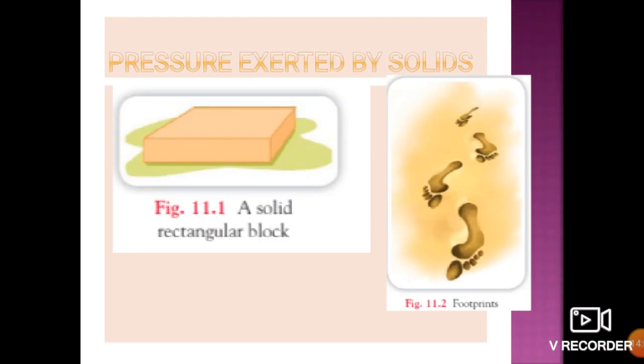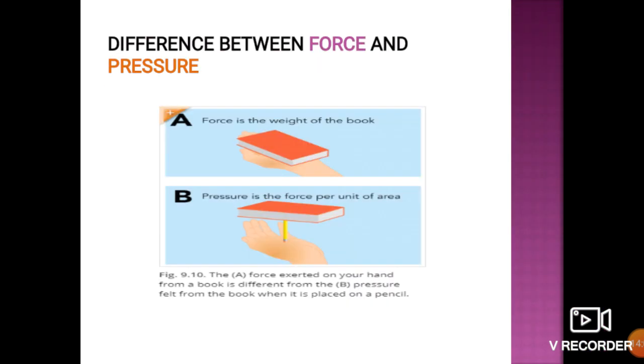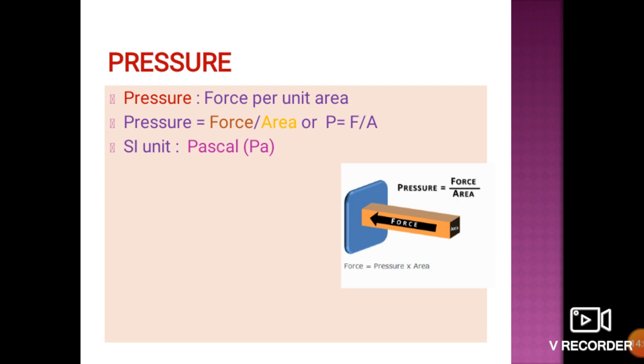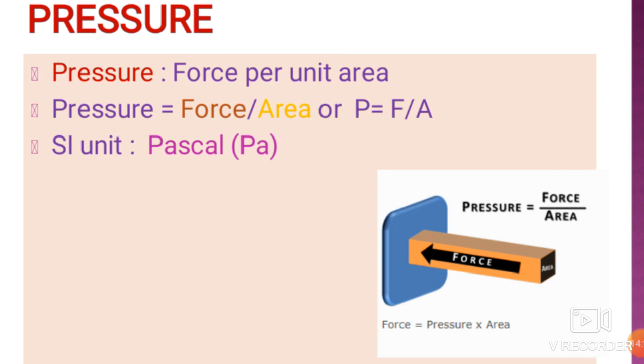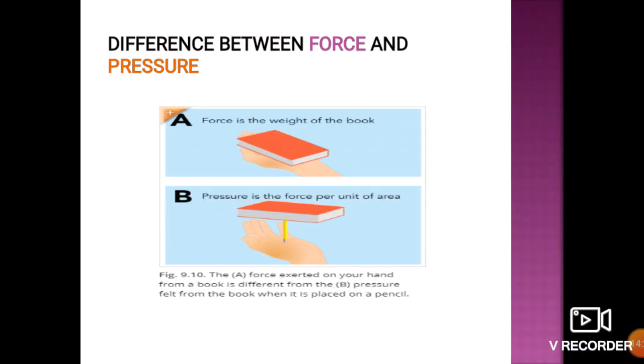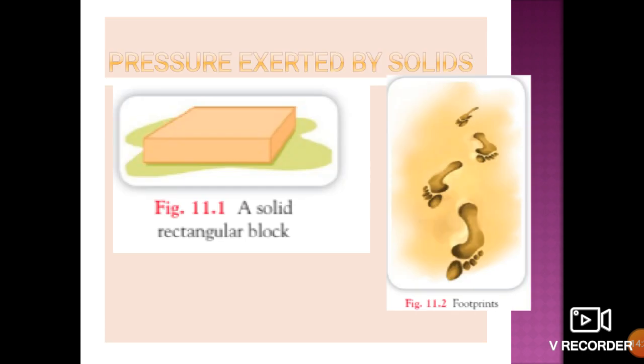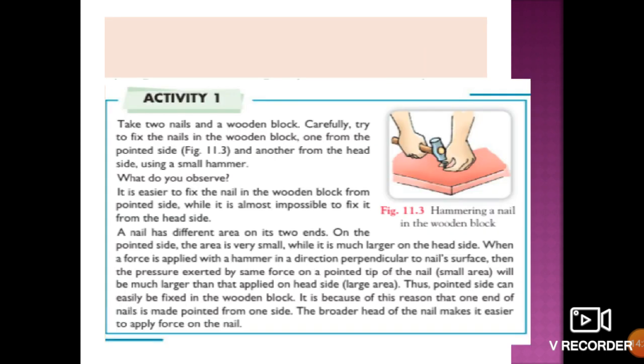Why is this so? See over here, what is the formula for pressure? The formula for pressure is force per unit area, that is, force upon area. As we apply the pressure more, the area should be small. If the area is small, then the pressure is more. That is, pressure is inversely proportional to the area. So from this we can say that this is the pressure exerted by the solid.